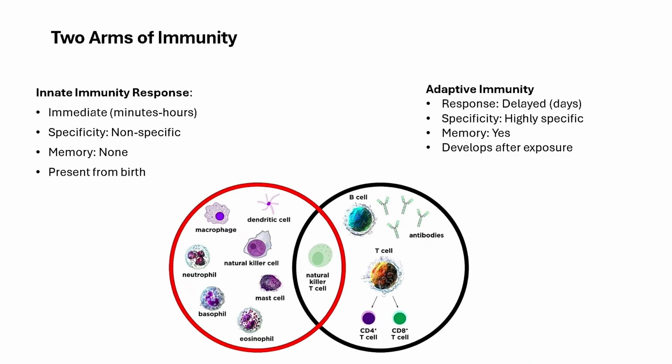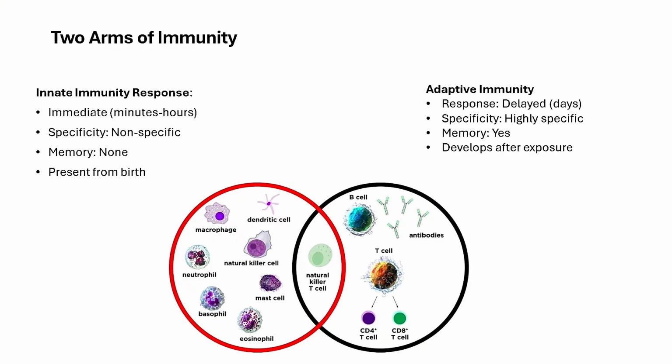So we have two divisions of the immune system. We have the innate immunity. So it provides rapid, non-specific defense against pathogens, and it's the first line of defense and acts immediately upon encountering the pathogen. So it's non-specific and it has no memory.